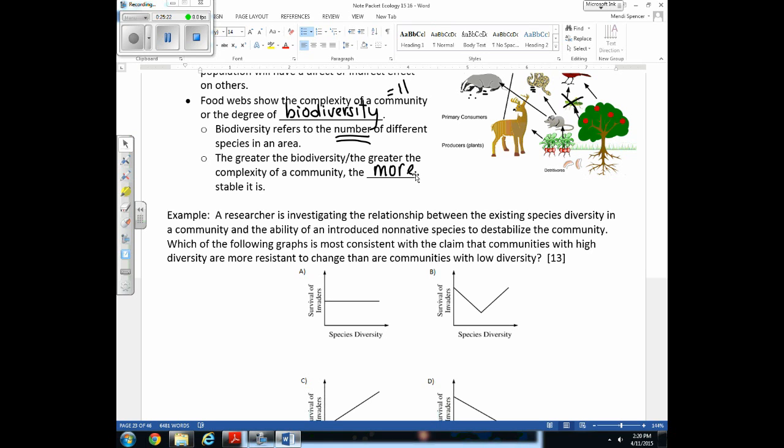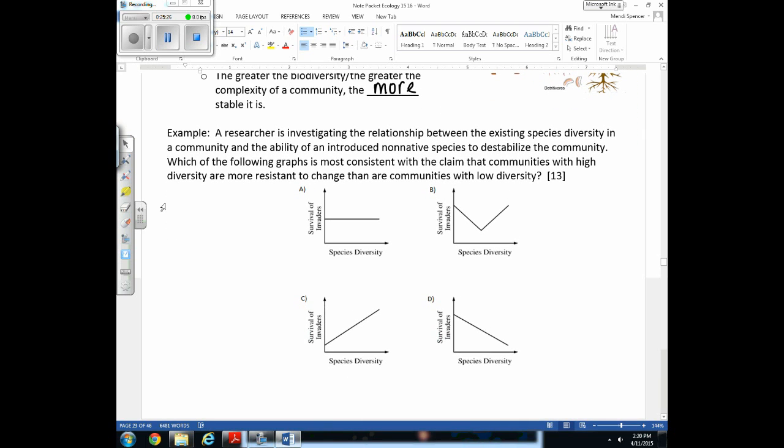So let's take a second to look at a question that talks about biodiversity and the stability of communities. This was a question from the 2013 test. It says, a researcher is investigating the relationship between the existing species diversity in a community and the ability of an introduced non-native species, so we know this is a negative thing, that can destabilize the community. Which of the following graphs is most consistent with the claim that communities with high diversity are more resistant to change? And that's a good thing. High diversity, we want them to be more resistant to change. We can tell from the question there's going to be a change.